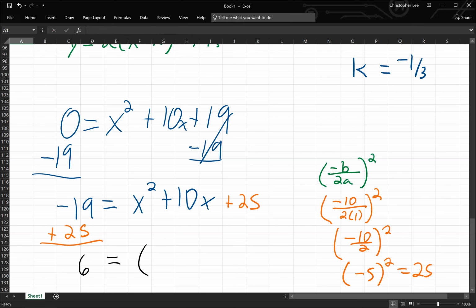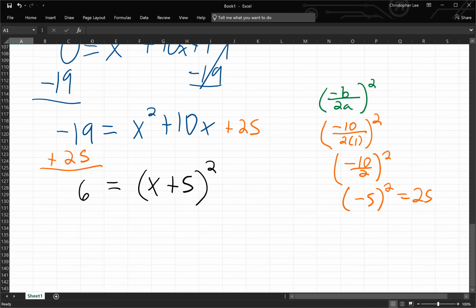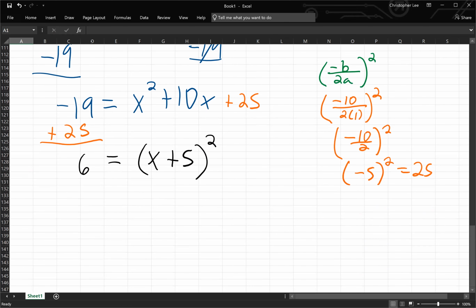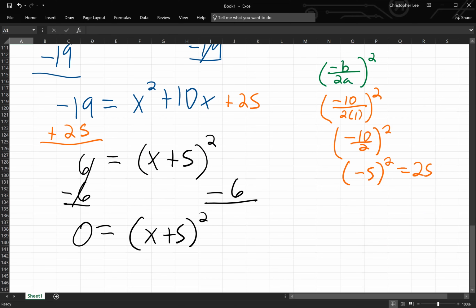Is equal to, what's this? Somebody help me. Plus or minus? Plus. Exactly. Right? Very good. And then after that, we're just going to solve for this over here. So subtract 6, subtract 6. So I have 0 is equal to x plus 5 squared minus 6. And then remember our formula? y is equal to a times x minus h squared plus k.